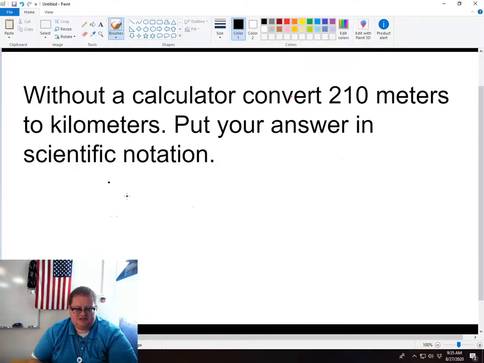So the first step, as you can see in your script, is you take the original number in unit and put it in scientific notation. So we talked about this yesterday, or well, I guess 2 days ago. So 210, obviously the decimal point is right there. If I want to make this into a scientific notation, I need to move that 2 times to get a number that's between 1 and 10, which is 2.1. So in scientific notation, that's 2.1 times 10 to the second meters.